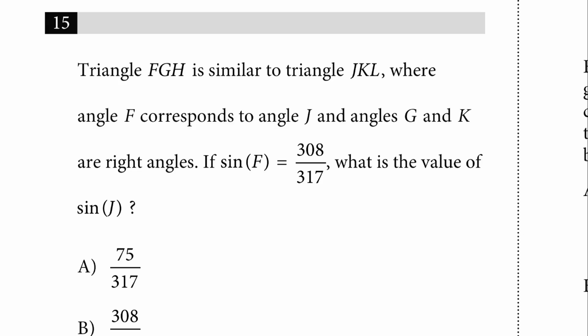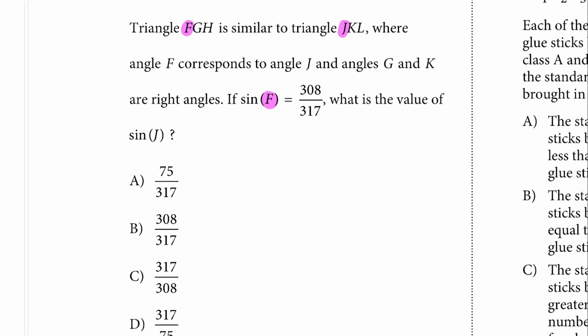Triangle FGH is similar to triangle JKL, where angle F corresponds to angle J and angles G and K are right angles. If the sine of F is 308 over 317, what is the value of sine of J? Since triangle FGH is similar to JKL, and we're given the sine of F and asked for the sine of J, it's actually going to be the same exact answer. It's B.